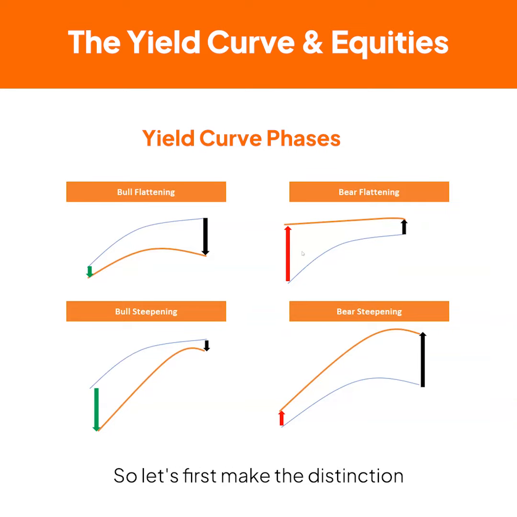So let's first make the distinction between flattening and steepening. Now, if short-end rates are rising faster than long-end rates, the curve is flattening. This is what we've seen for most of the period since mid-2021, with rate markets anticipating tighter monetary policy.